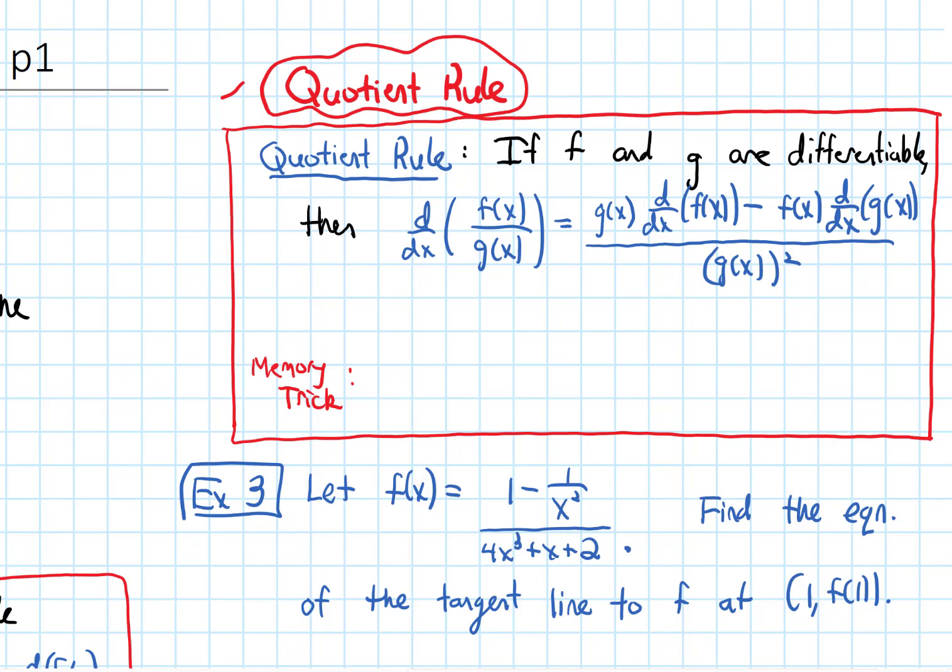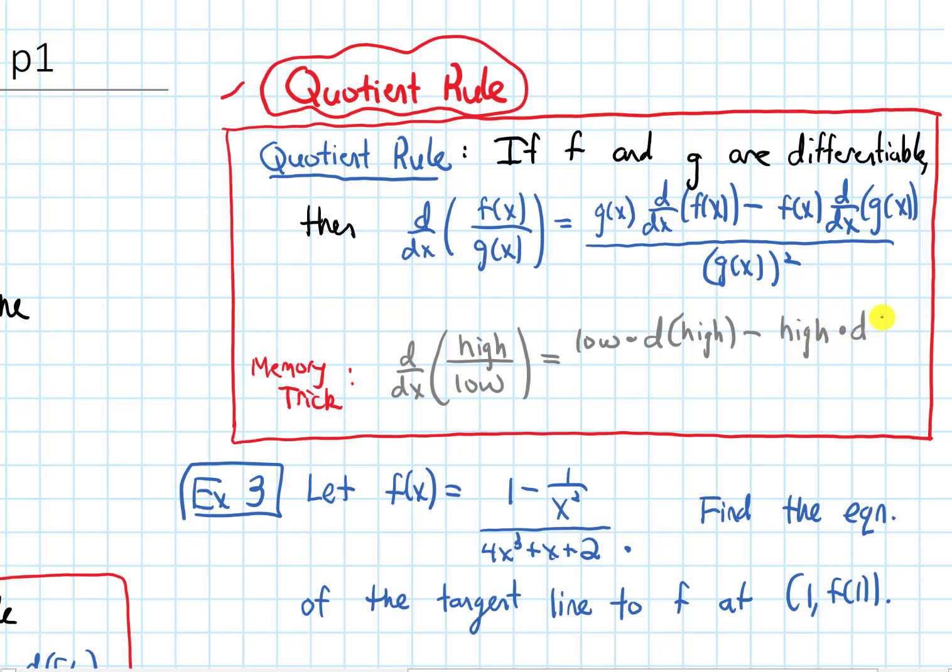So just like with the product rule, I'm going to give you a memory trick that helps to remember what the quotient rule is saying. If I take the derivative of, and I like to call the top function high and the bottom function low, the derivative of high over low is going to be low d high, which means the derivative of the top, minus high d low, which means the derivative of the bottom function. So low d high means the bottom function times the derivative of the top function. And then all over low squared.